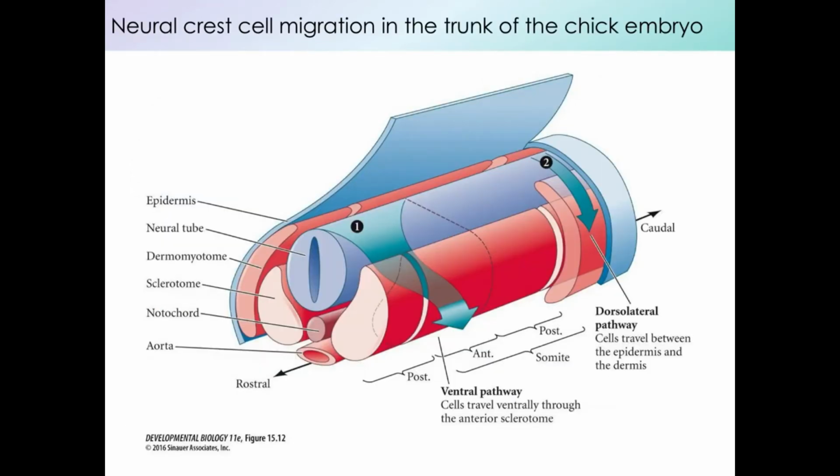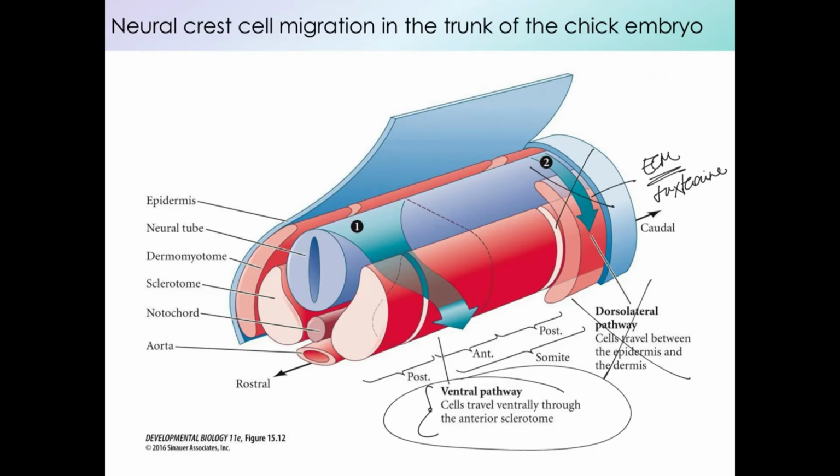The first group of neural crest cells that leaves the neural tube in the trunk region enters the ventral pathway. And the reason for that is because they are blocked from entering the dorsolateral pathway by ECM molecules that are secreted here and by juxtacrine factors. So these factors keep these early cells from entering the dorsolateral pathway so that they enter the ventral pathway instead.